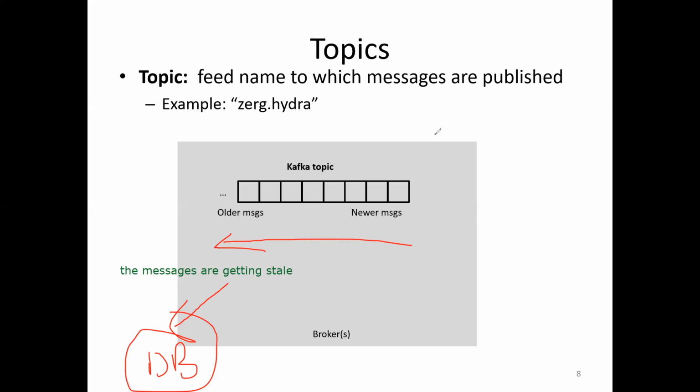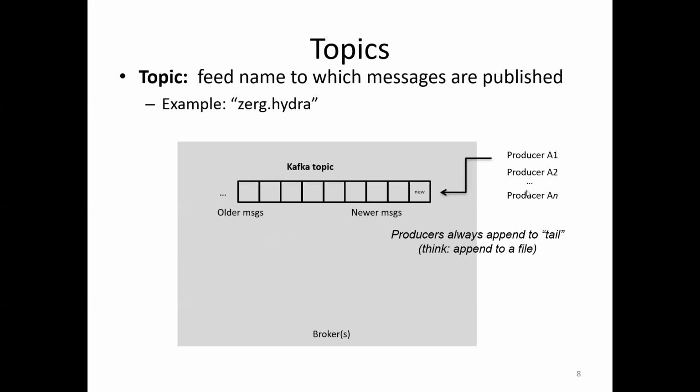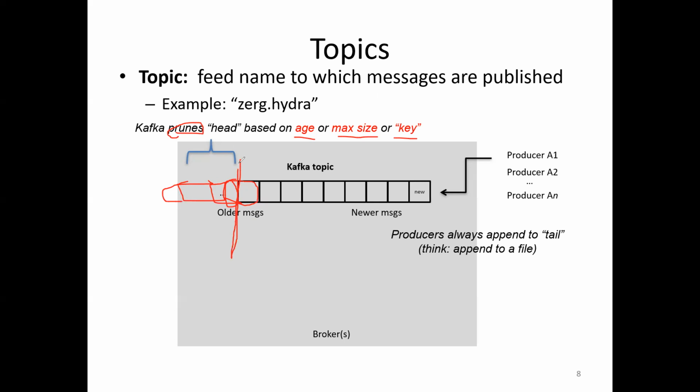So here we have the producers, who are different producers. Producers always append to the tail, so we're appending to the new file which I already told you. Kafka prunes the head, so the head is this one which contains the older messages, based on age or max size or key. Age means how old. Prune means now I have to take the data out of the queue, otherwise the data will keep on increasing. For example, as I add the data here, the queue grows larger and larger. So I have to prune the head. This is my head, then this is my head, then this is my head, because I have to just throw this data away.